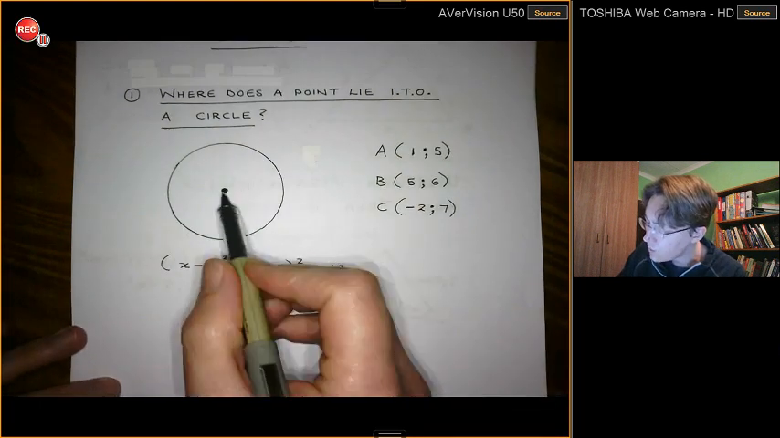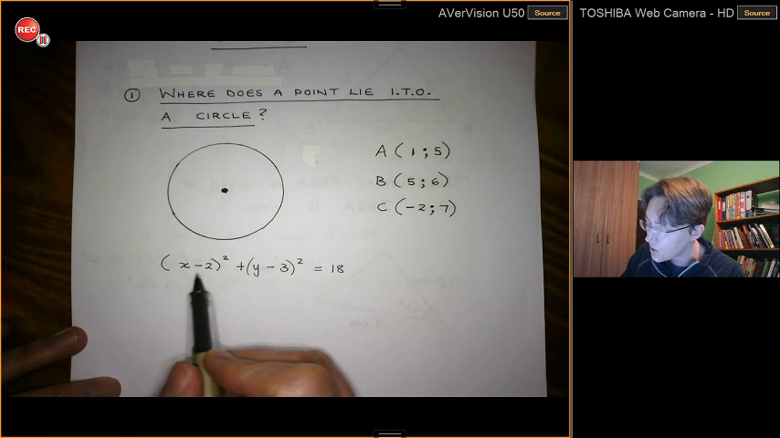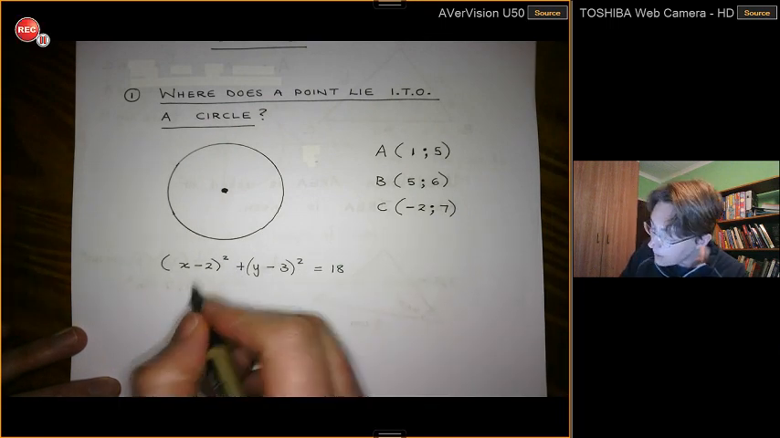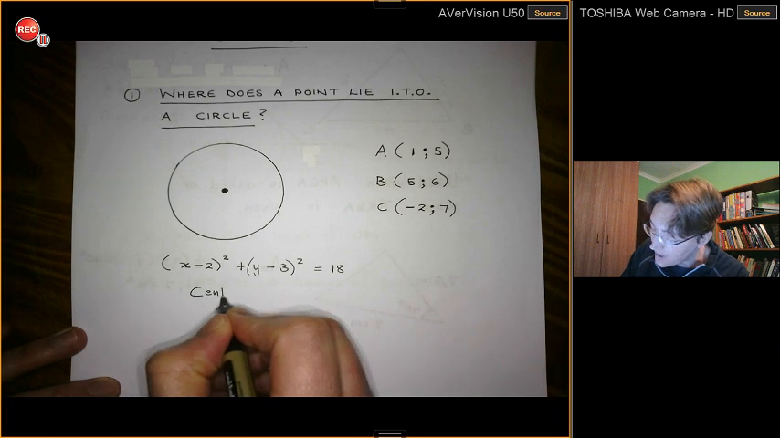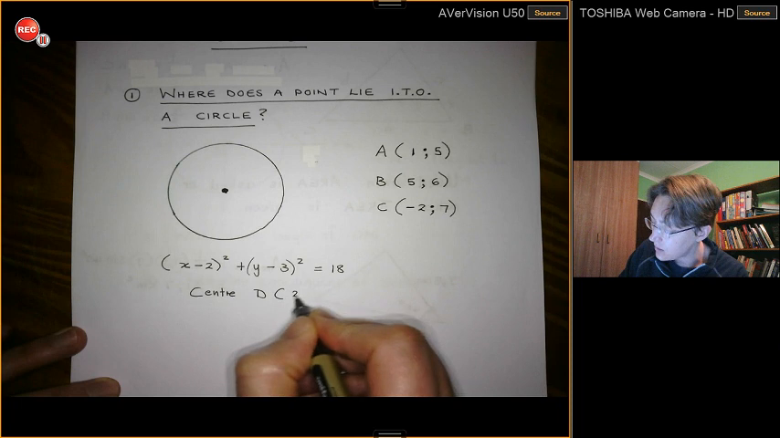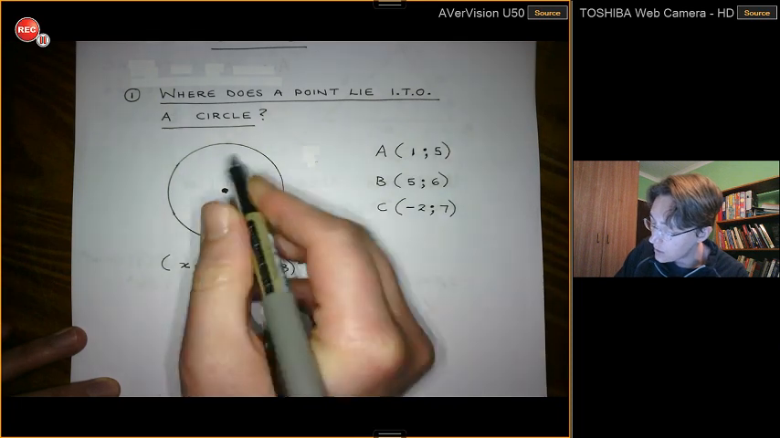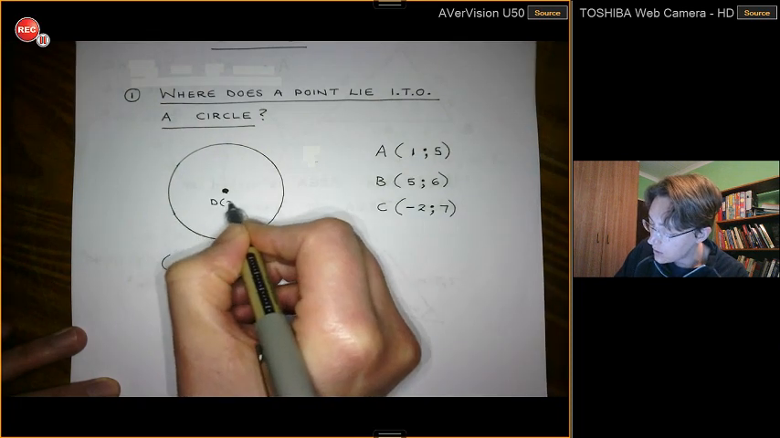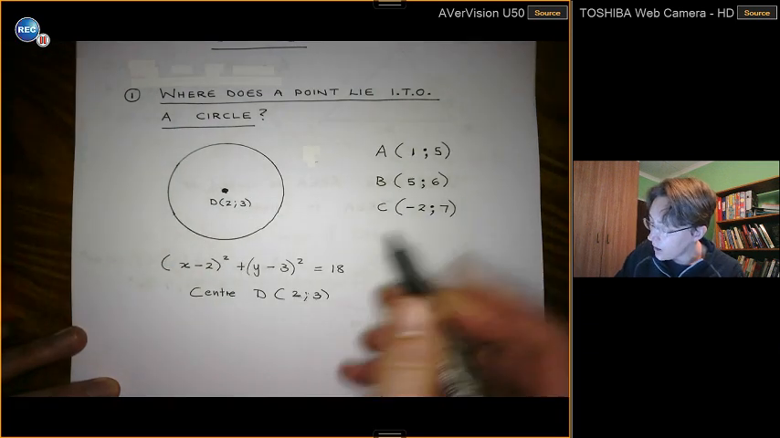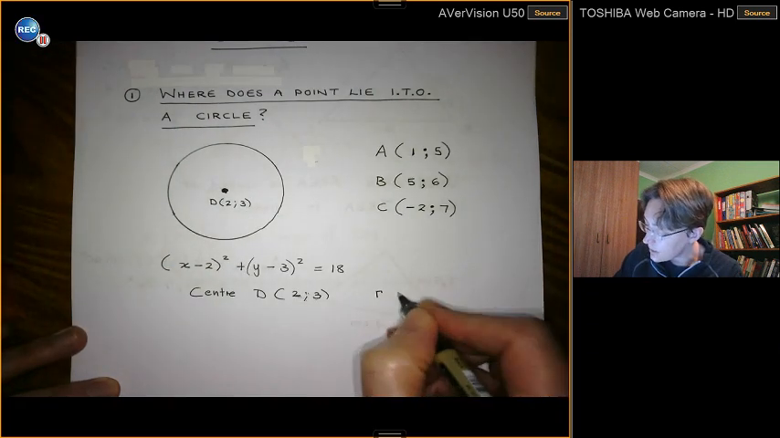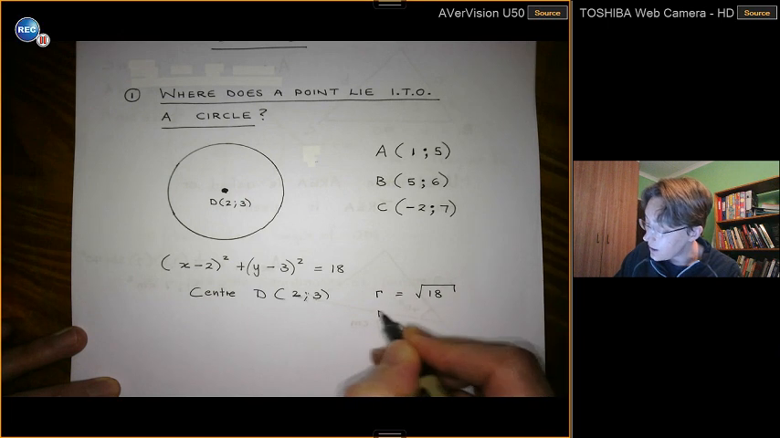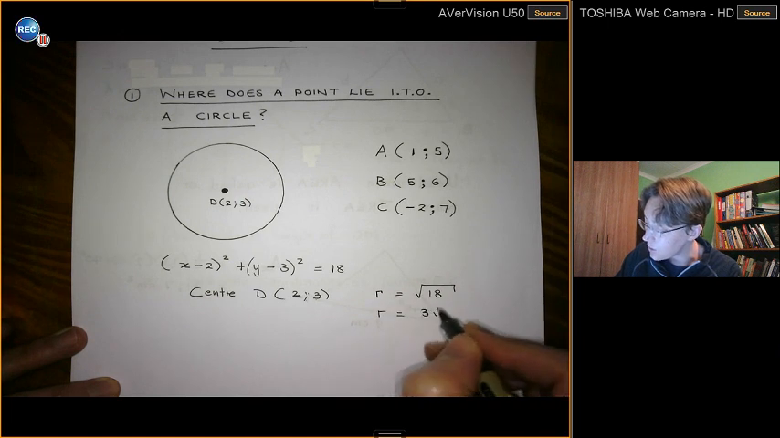First things first, we are given a circle and the equation of the circle x minus 2 squared plus y minus 3 squared is equal to 18. That means the center of that circle, and we'll call it D for instance, is the point (2, 3). And we'll put it on the diagram. So, the radius is then equal to the square root of 18, which if you put it in simpler surd form is going to be equal to 3 times square root 2.